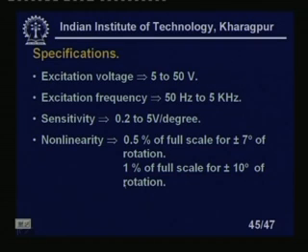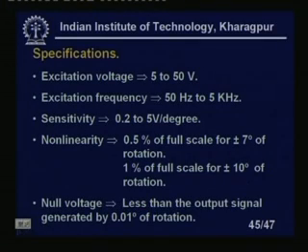Nonlinearity is 0.5% of full scale for plus minus 7 degree of rotation. So, for plus minus 7 degree of rotation, I will get 0.5% of the full scale reading. And 1% of full scale for 10 degree of rotation, because it is a nonlinear device. It is reluctance based, and we have already seen that two coils will be there. It is a nonlinear device because its principle is the same as the synchro. The only difference is that there is no winding on the rotor, otherwise it is the same. So, I will get a sinusoidal signal again.